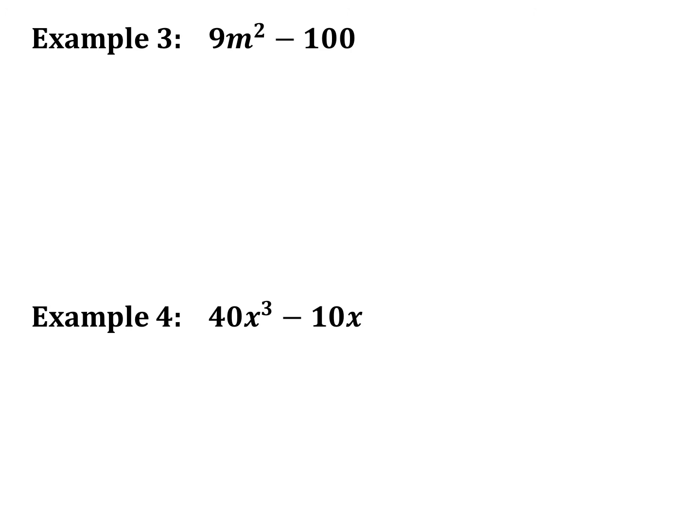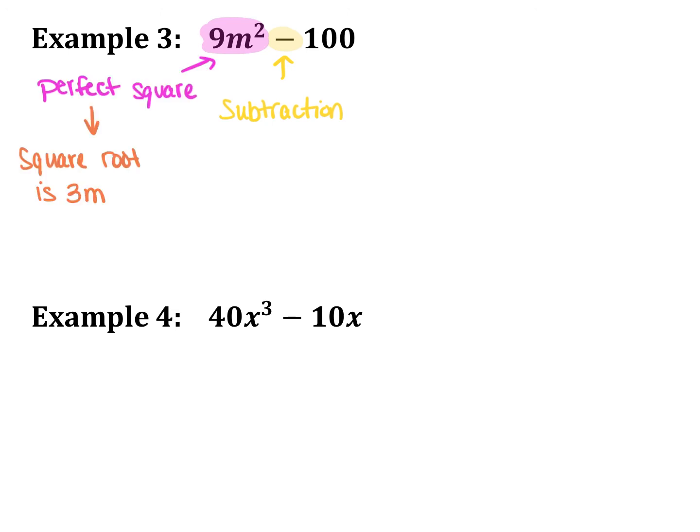So we'll go through those look-fors, and I do see that subtraction sign right here, strong start, and I'm looking at the 9m squared, which is a perfect square because I can take the square root of 9 and I can take the square root of m squared. And then the 100 is also a perfect square. I can take the square root of 100 to get 10.